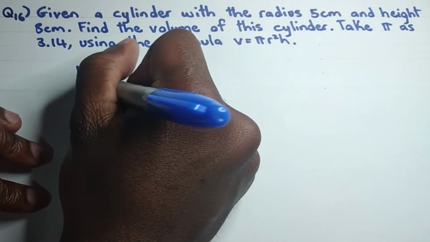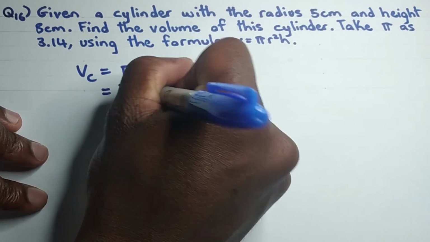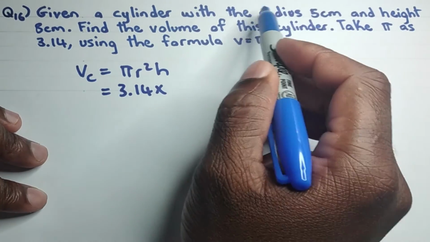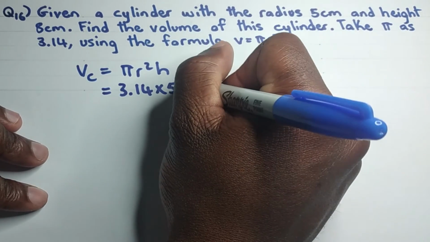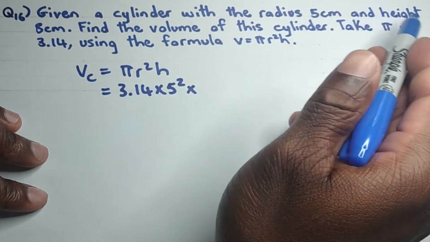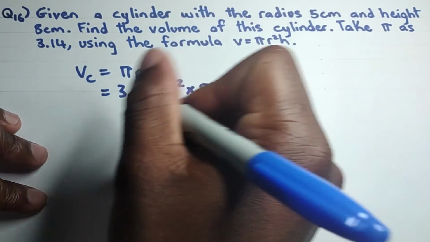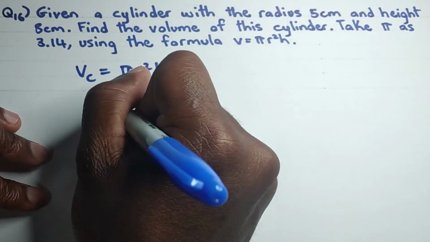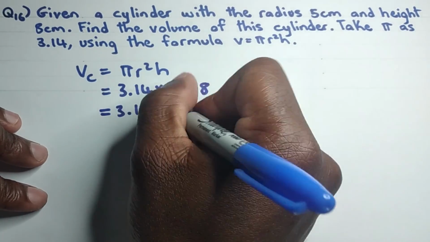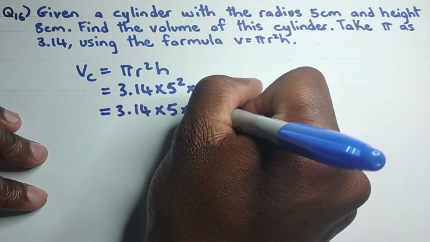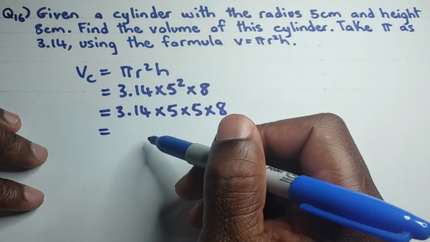Now what do we know? They told us to take pi as 3.14, times r, what's the radius? The radius is 5, and they want us to square whatever the radius is, times h, which is the height. The height is 8 centimeters. Now we can expand this some more. So 3.14 times 5 squared is the same thing as 5 times 5 times 8, alright? And you can simply plug these into your calculator, alright?